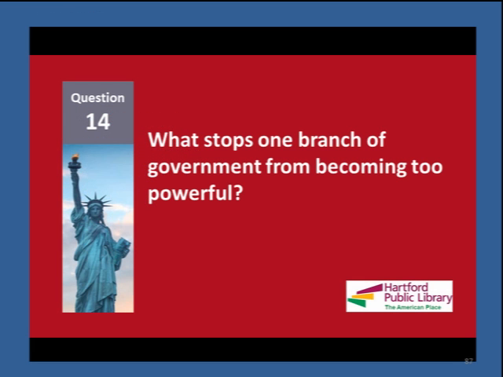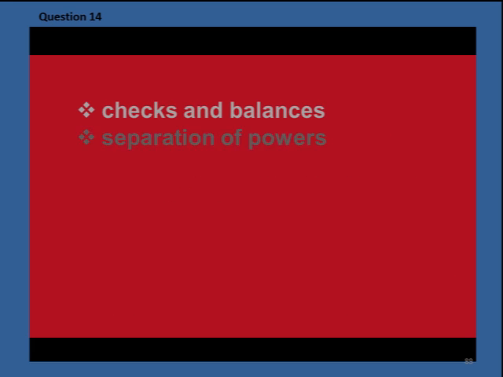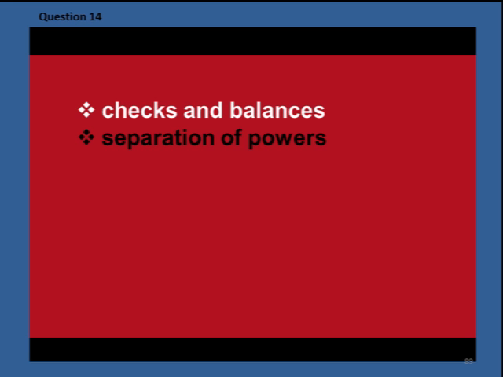Question 14. What stops one branch of government from becoming too powerful? Checks and balances. The system of checks and balances and the separation of powers keep one branch of government from becoming too powerful.